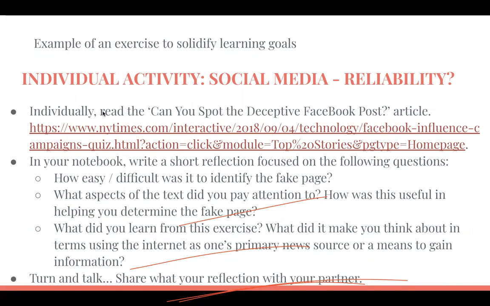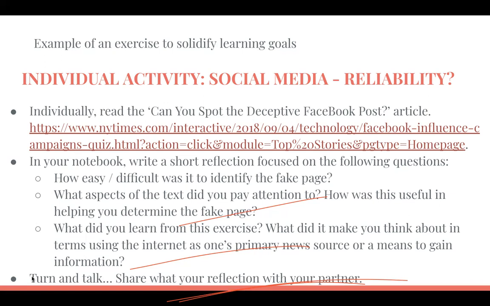You do it through a number of different exercises throughout the learning, so that they get to think about it. And then at the end, often I ask, what did you learn from this exercise? What did it make you think about in terms of using the internet as one primary news source? Because a lot of students do. I want to give them the idea that maybe you should be discerning, critical thinkers about where you get what you read, where you get it from, how you're influenced, right? That's the critical thinking skill. That's what critical analysis skills help you develop, right?